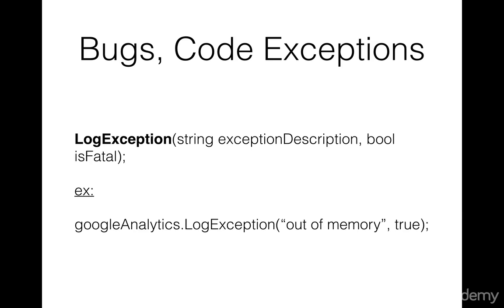First of all, sometimes you may have bugs or code exceptions, and you can definitely send them to your Google Analytics dashboard. How do you do that? You just have to use the log exception that takes a string which describes what type of exception or what type of bug, and if it's fatal or not. What do we mean by fatal or not? If the app crashes or not. If that's going to make the app crash, then you put true. And that's what I have in the example here. We have Google Analytics dot log exception, and the string out of memory describes what type of exception, so that's a memory leak probably. And then is it fatal? Yes, because it's going to crash with an out of memory error, so it's true.